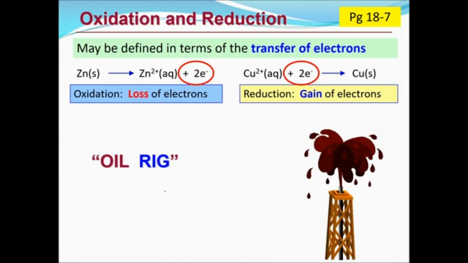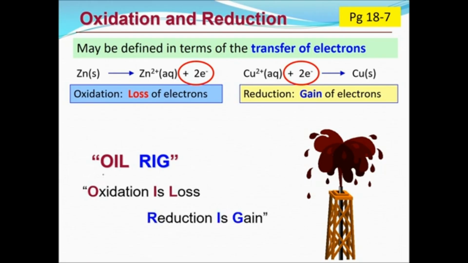Of course, you would have remembered this from O-level as well. The idea of OIL RIG, where oxidation is loss and reduction is gain. As far as possible, we want to define redox based on this concept of electron transfer.